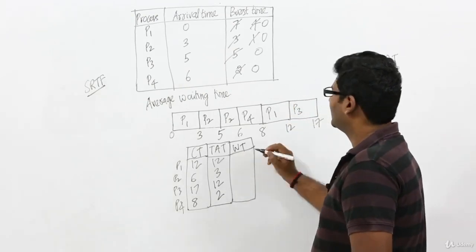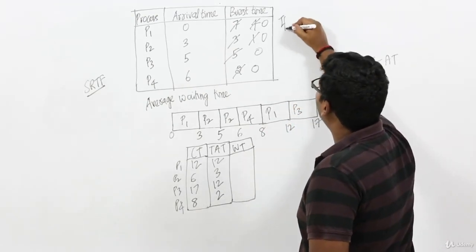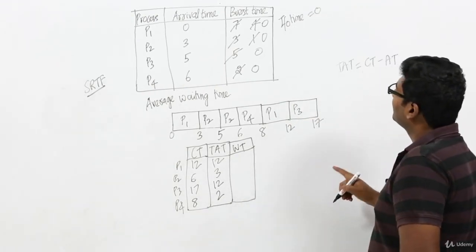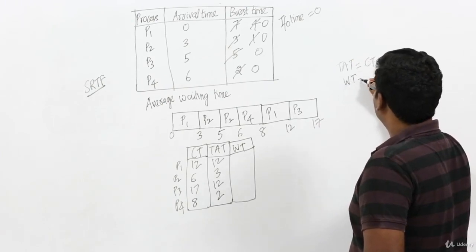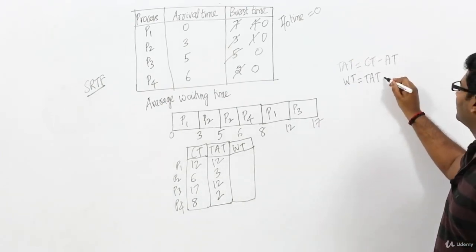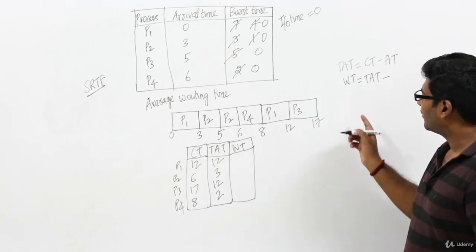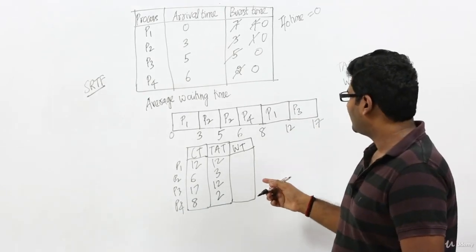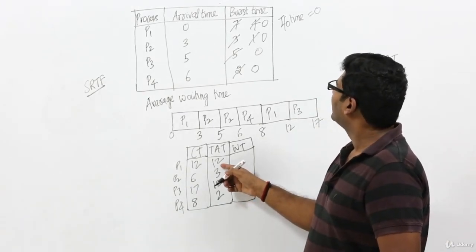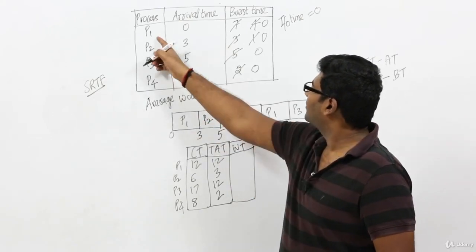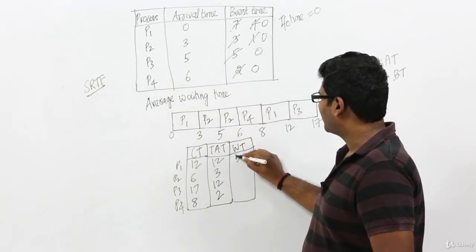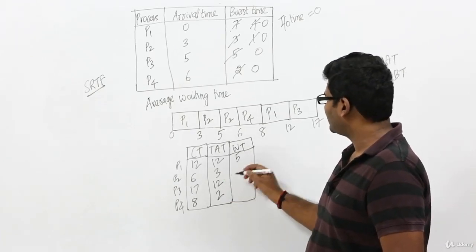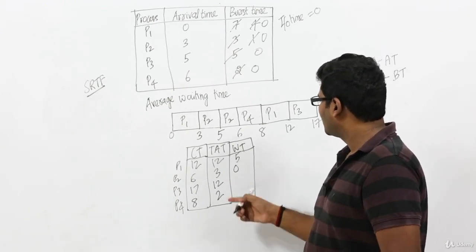For this problem we assume that the IO time of every process is equal to 0. Since IO time is equal to 0, our waiting time is nothing but turnaround time minus burst time. The turnaround time of P1 is 12 and the burst time of P1 is 7, so 12 minus 7 is 5. Turnaround time of P2 is 3 and the burst time is 3, so 3 minus 3 is 0, which means it has not waited for any time.